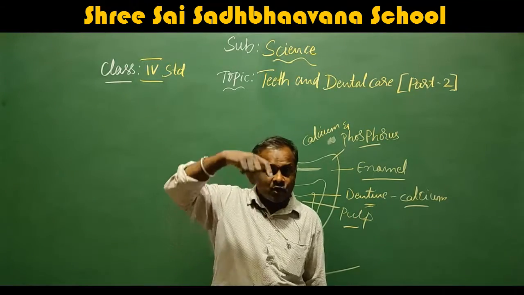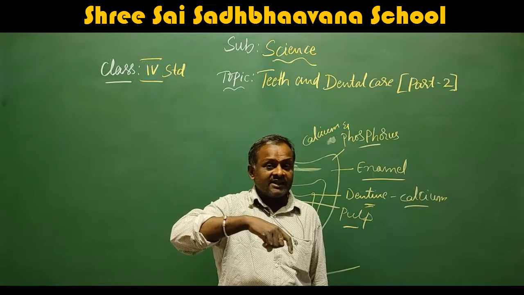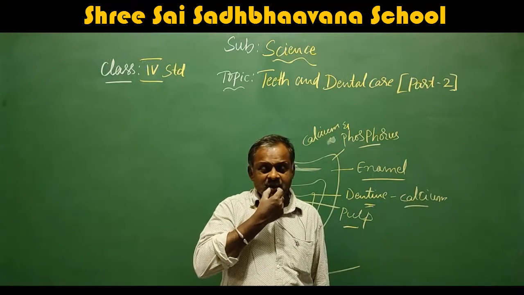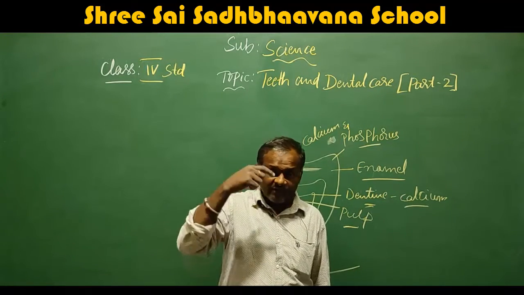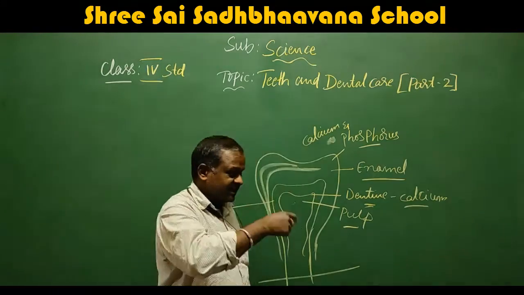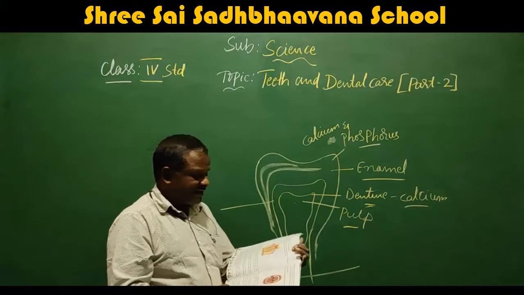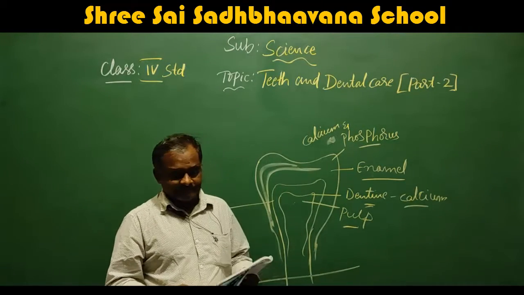What is the meaning of anchors? Anchors means holds. The teeth are held by the jawbone. They are fixed into the jawbone. That is what we call anchoring. So this is the work of the cementum.